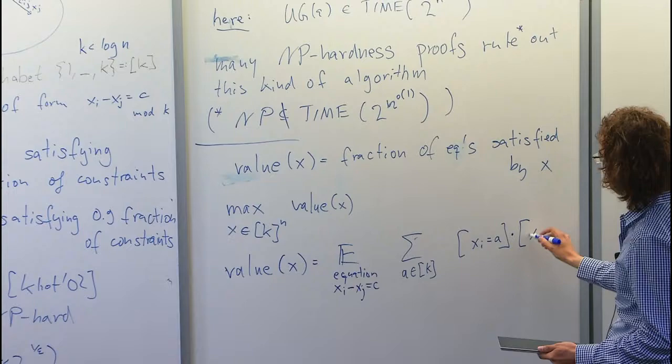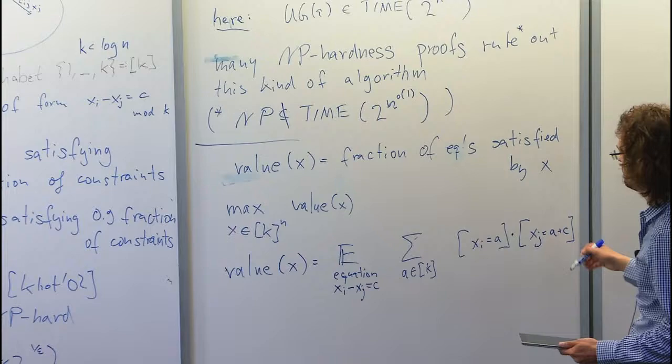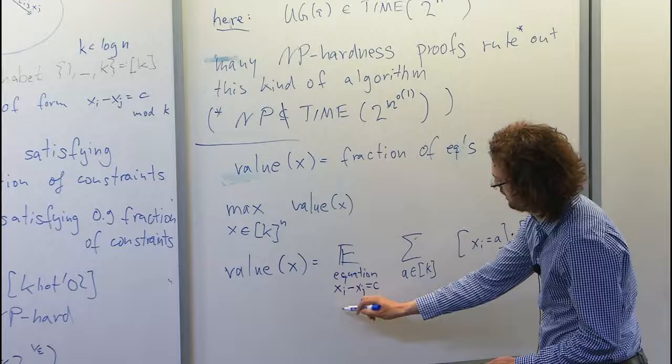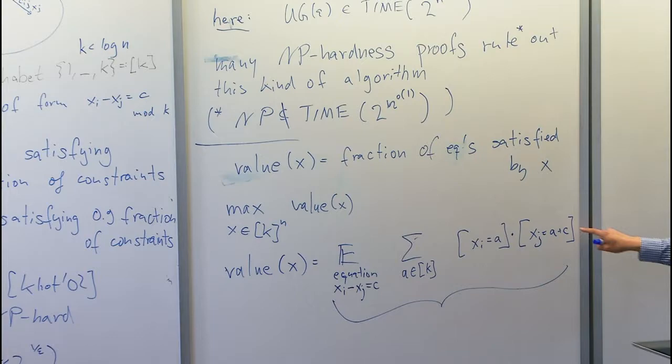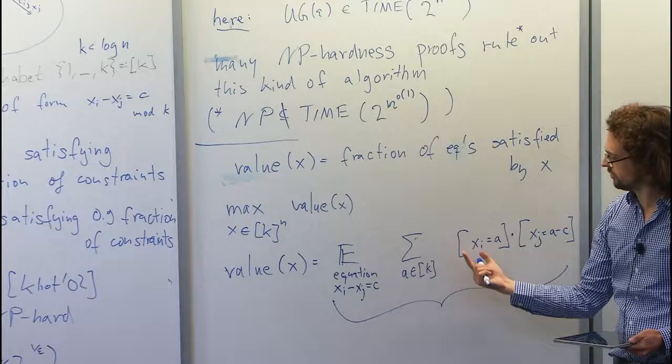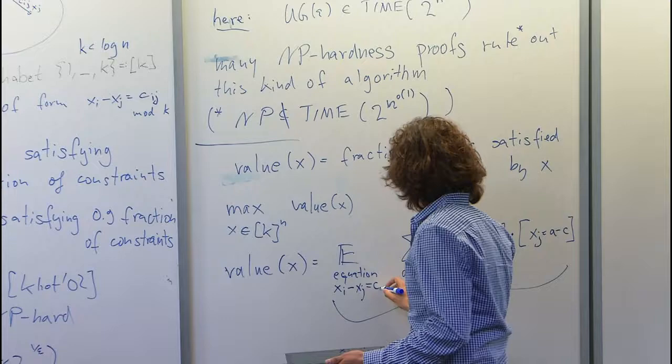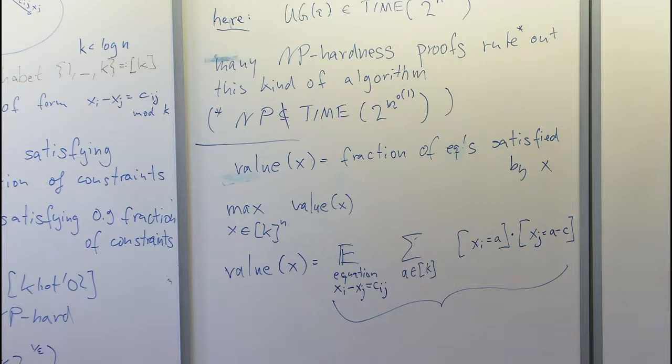J is equal to A plus C. So this is one way of decomposing this, one way of expressing this function, and you can think of this here as A minus C. Shouldn't you divide this by K? No. There can only be one term where this is one. There's only one C for all equations. I guess there's some convention that indices are allowed to vary.